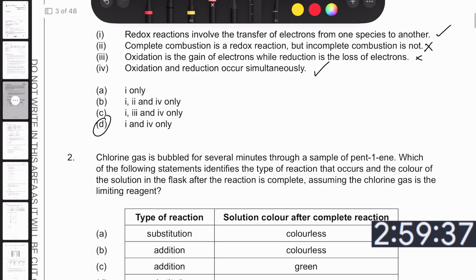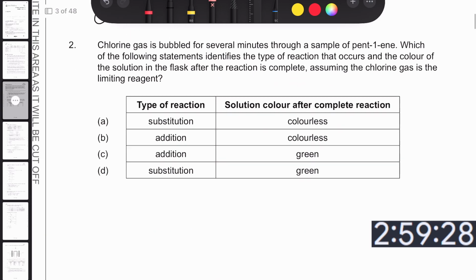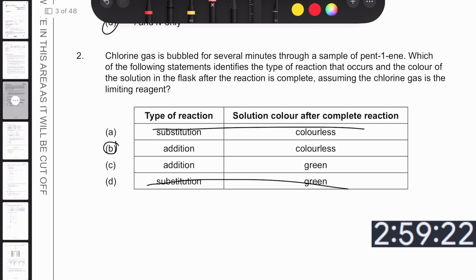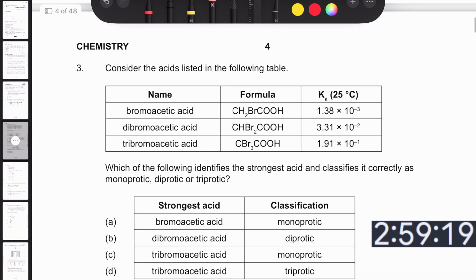Chlorine is bubbled for several minutes through a sample of pent-1-ene. In order, the following identifies the type of reaction that occurs and the color of the solution after the reaction is complete, assuming the chlorine gas is limiting. So this is an addition reaction. And since it's reacting with an alkene, it's going to decolorize, so be colorless.